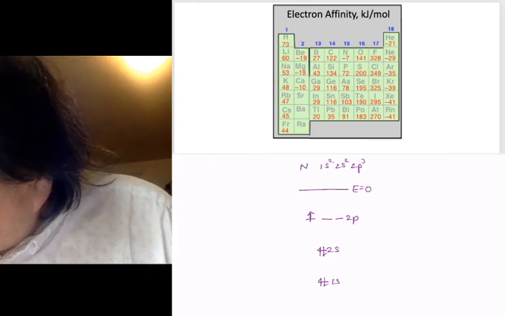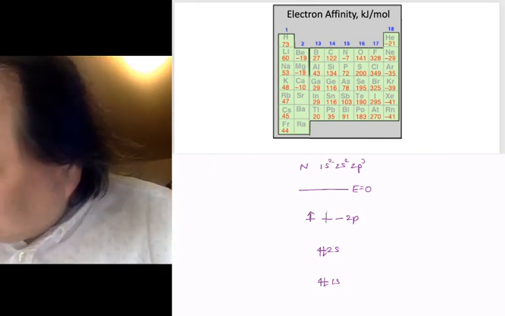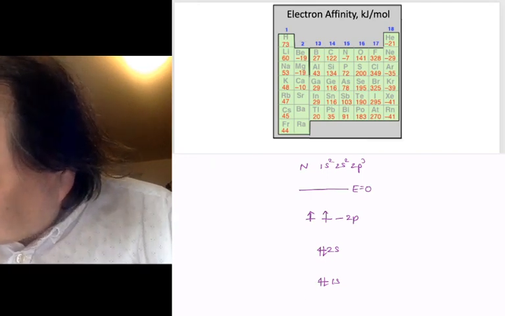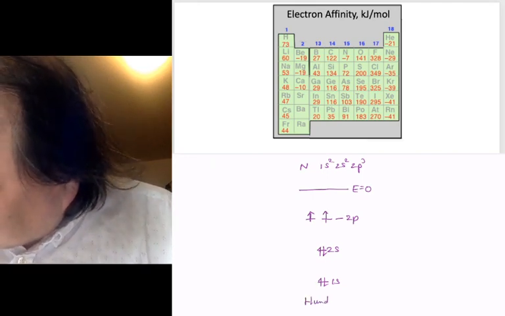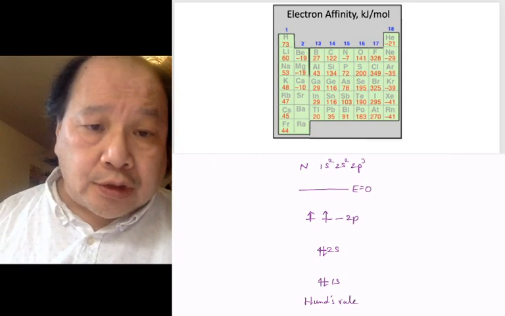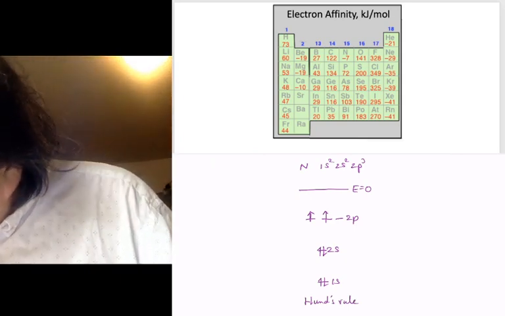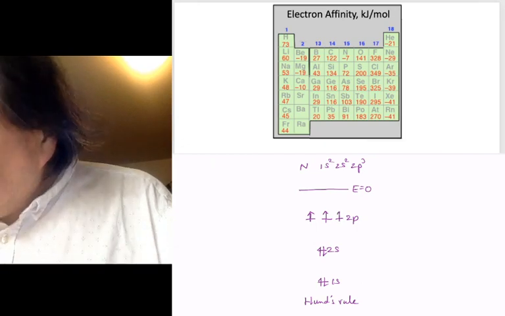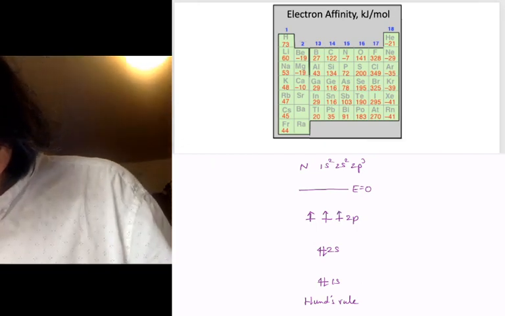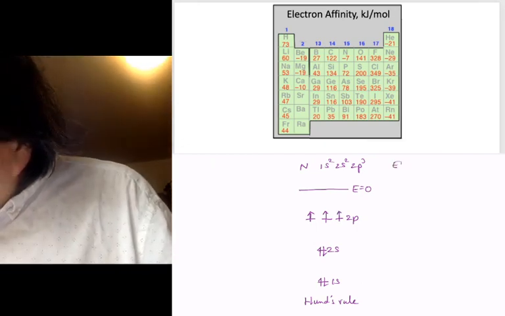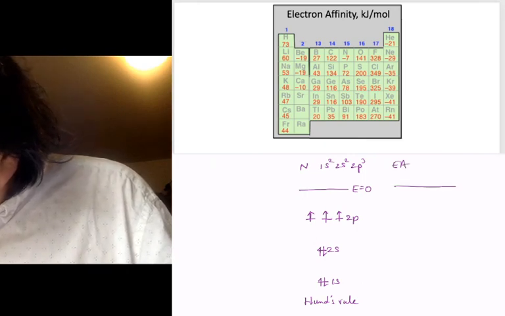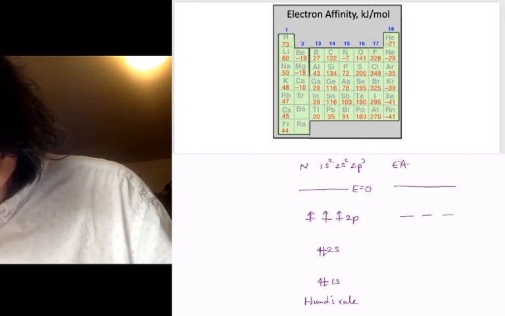And they go to the different atomic orbital with the same ms, and this is called Hund's Rule. This is actually Hund's first rule, but we'll just call it Hund's Rule. So that's the second electron. The third electron in nitrogen is here. And now let's look at the electron affinity. Electron affinity is when an electron is added to the system.